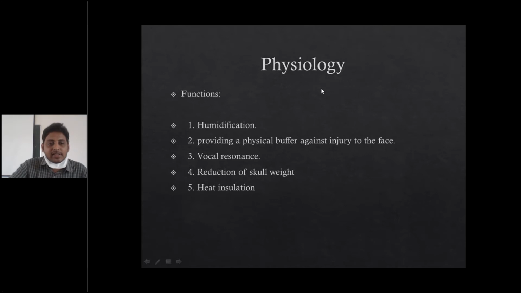The functions of paranasal sinuses are humidification. It humidifies the air which we breathe, because these paranasal sinuses create a large surface area, and this humidifies and modifies the temperature. If you breathe cold air or hot air, it adjusts to the temperature our body is having. So the main function of the paranasal sinus is humidification, and it also acts as a vocal resonance. It adds tone to the voice.